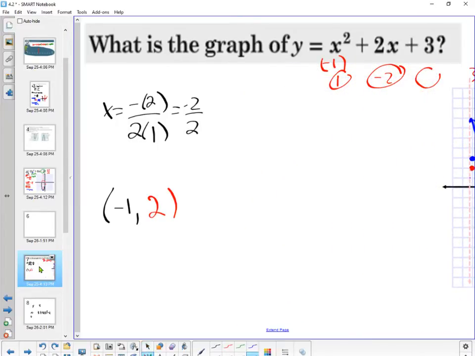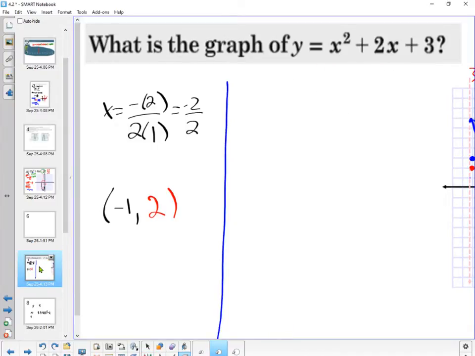Let me show you something. Do you guys remember yesterday we were doing the vertex form, where we had h and k and all that good stuff? Yeah. Okay. Here's what I'm gonna do.